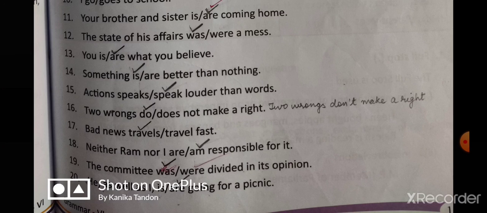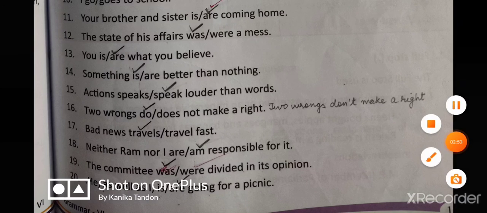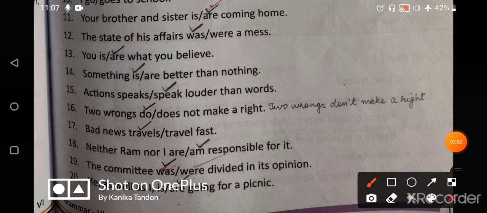Neither Ram nor I am responsible for it. The committee was divided in its opinion. And the last one is he as well as I is going for a picnic. Here the answer is is, not are.